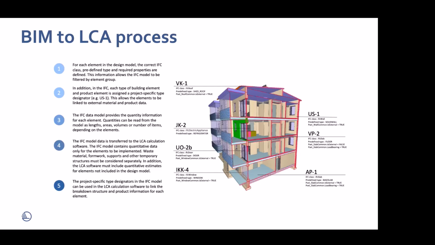As a fourth step, the quantity information is transferred from the building information model to the LCA calculation software. In this stage, possible overlapping between design domains is considered, as well as possible missing information in the models. As a final step, any necessary product and material data that is not recorded in the model can be added to the information. For instance, in this stage, the element type designators can be used to link the breakdown structure or product information to the model data.